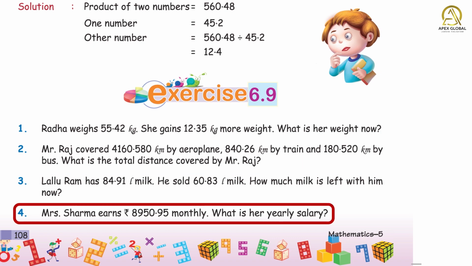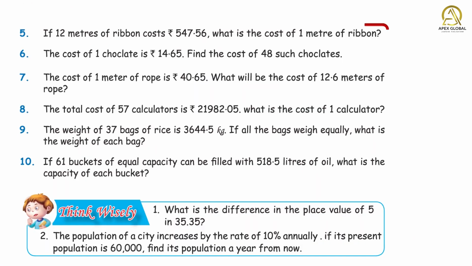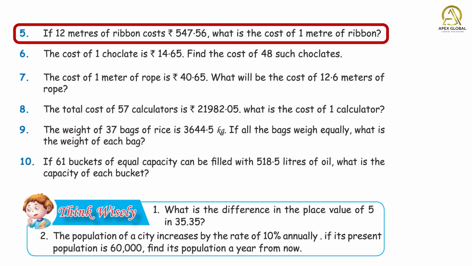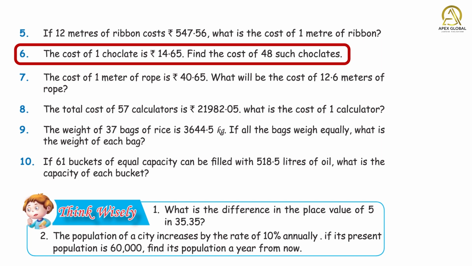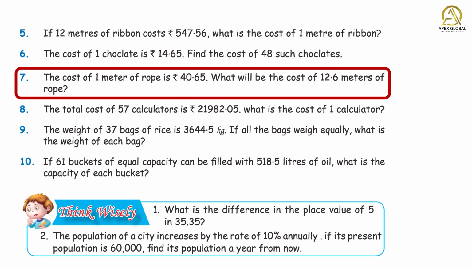Question 4. Mrs. Sharma earns rupees 8,950.95 monthly. What is her annual salary? Question 5. If 12 meters of ribbon costs rupees 547.56, what is the cost of 1 meter of ribbon? Question 6. The cost of one chocolate is rupees 14.65. Find the cost of 48 such chocolates. Question 7. The cost of 1 meter of rope is rupees 40.65. What will be the cost of 12.6 meters of rope?